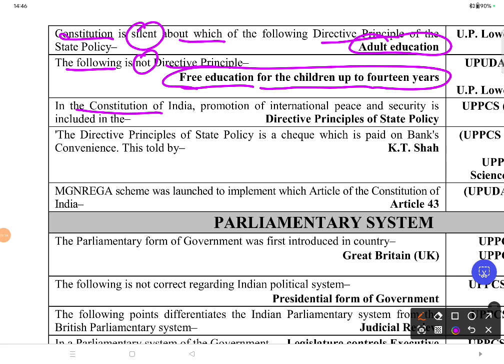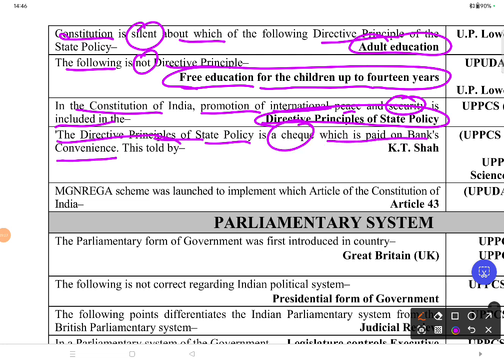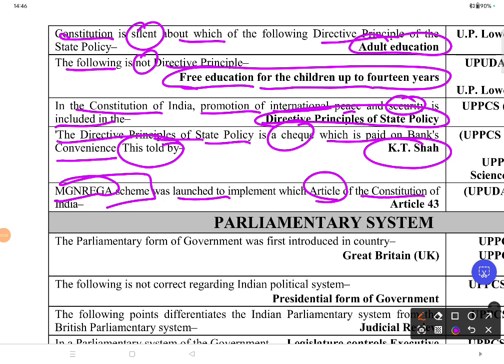In the Constitution of India, promotion of international peace and security is included in the Directive Principles of State Policy. The Directive Principles of State Policy is a check which is payable on the bank's convenience. This was told by K.T. Shah. MGNREGA scheme was launched to implement which article of the Constitution of India, that is Article 43.